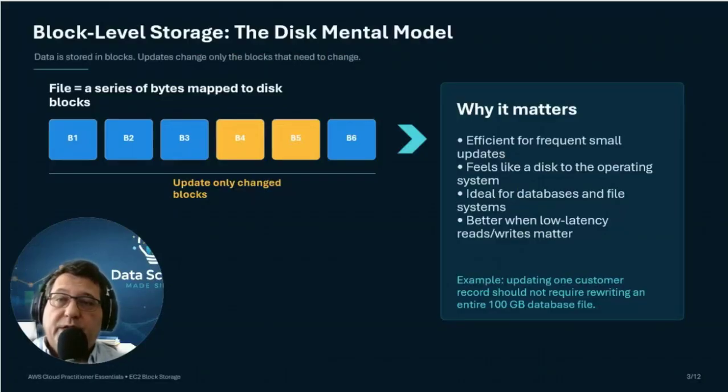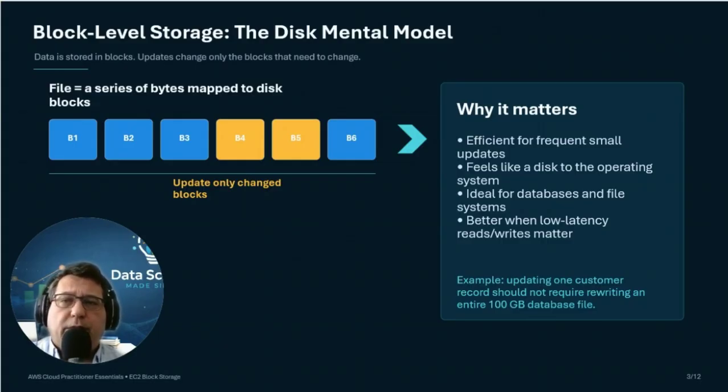Now we're going to look at block level storage, the conceptual model. To understand EC2 storage, we first need to understand the basic idea of block storage. Block storage divides data into small manageable units called blocks. A file is ultimately a sequence of bytes. Those bytes are mapped to different blocks on a disk. For example, imagine a file distributed across 6 blocks: block 1, block 2, block 3, and so on.